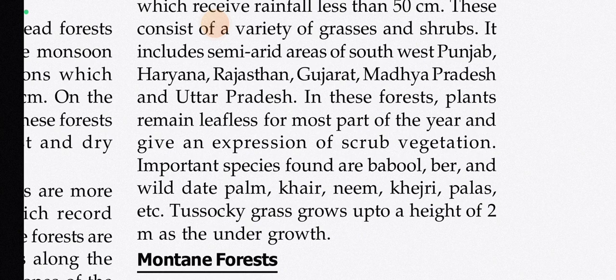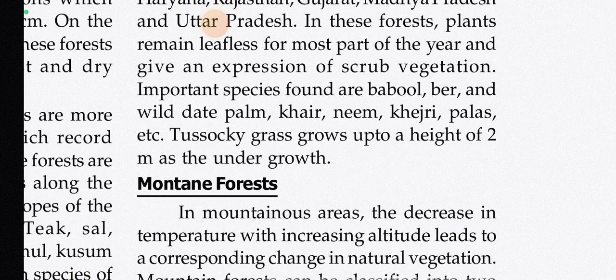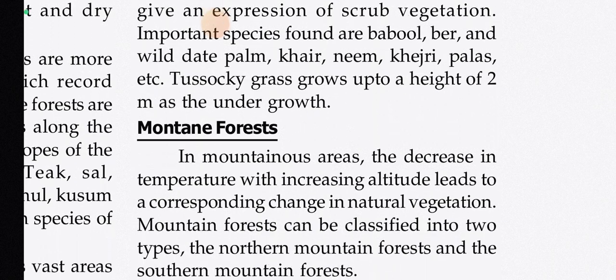In these forests, plants remain leafless for most part of the year and give an expression of scrub vegetation. Important species found are babul, ber and wild date palm, khair, neem, khejri, palash, etc. Tussocky grass grows up to a height of 2 meters as the undergrowth.